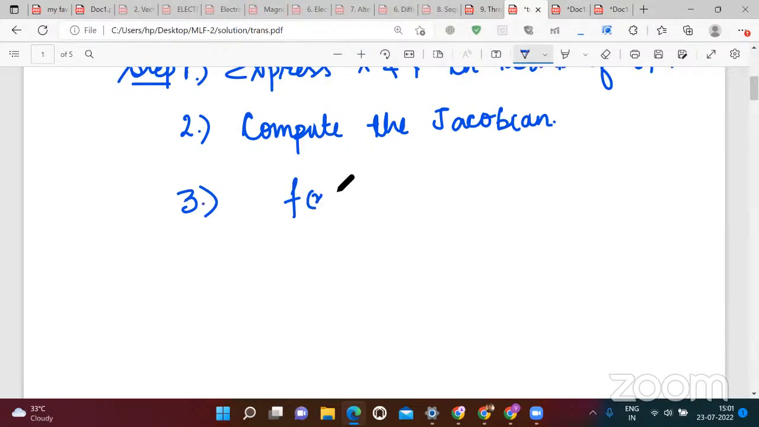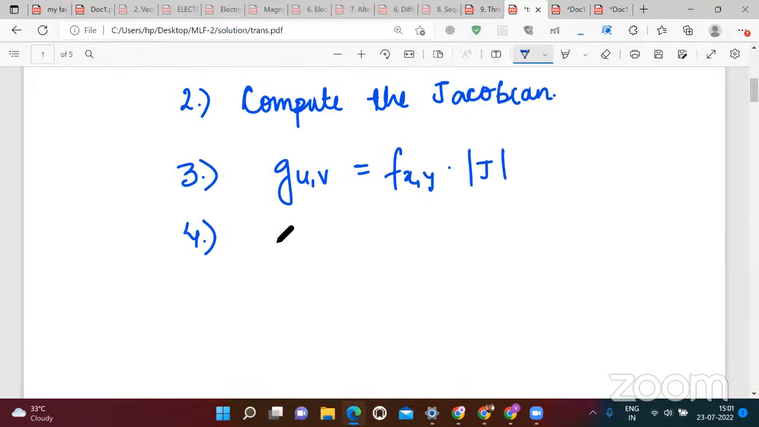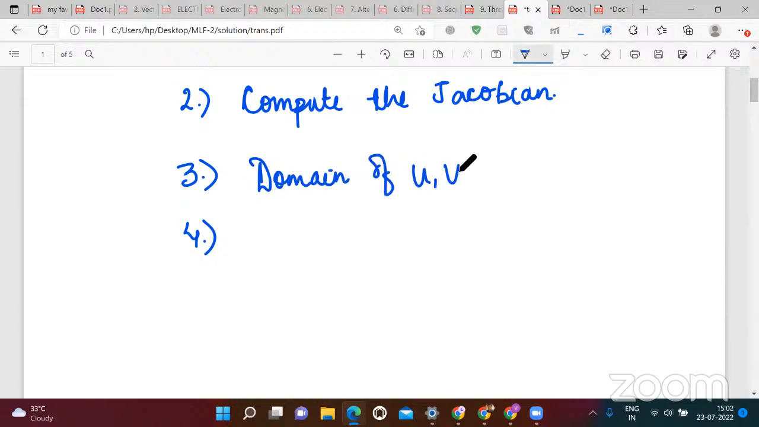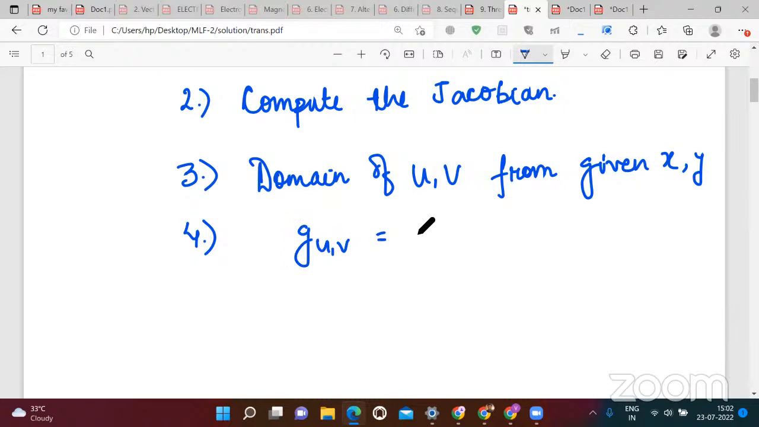You can write the joint distribution of uv equals f of xy into the Jacobian. And the fourth step, we can write this as the third step, is to calculate the domain. So you can calculate the domain of u and v from the given x and y.